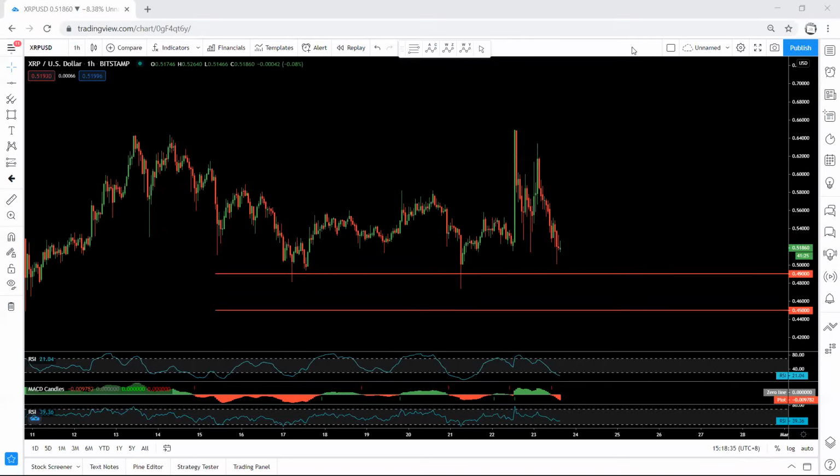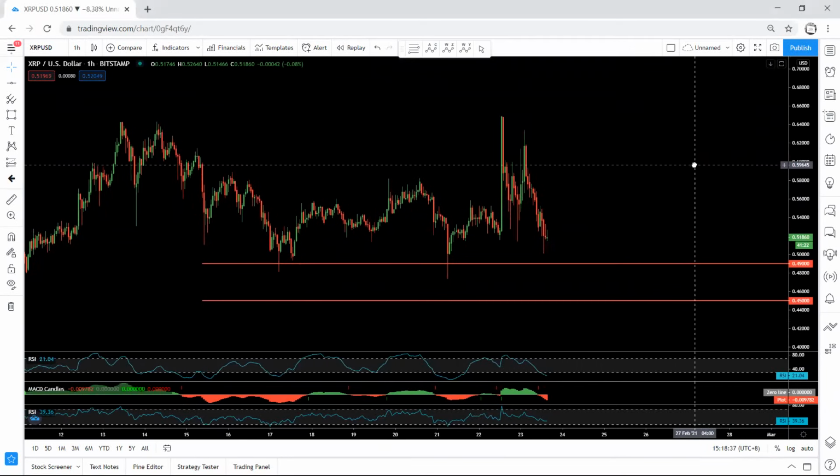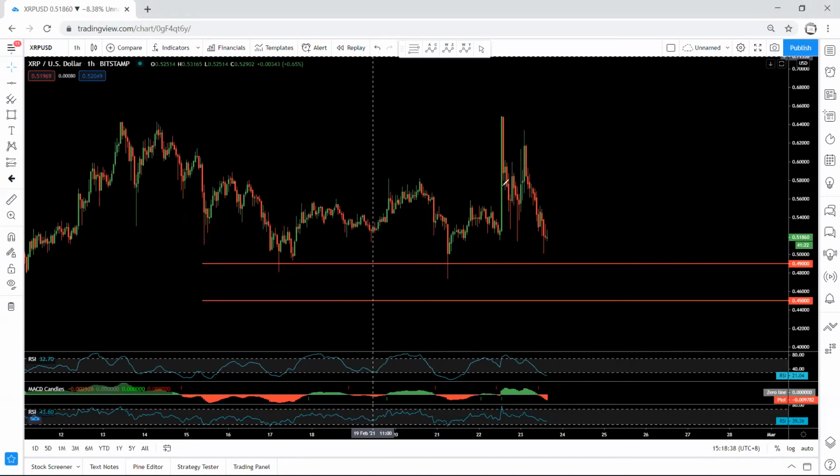XRP, we start with the 1 hour chart. First of all, we refer to my last video when the price was within this move. I mentioned we are not going to buy. We don't have any buy setup because we mentioned the price can drop. This is what we get. That's why I mentioned we cannot buy from what we have.